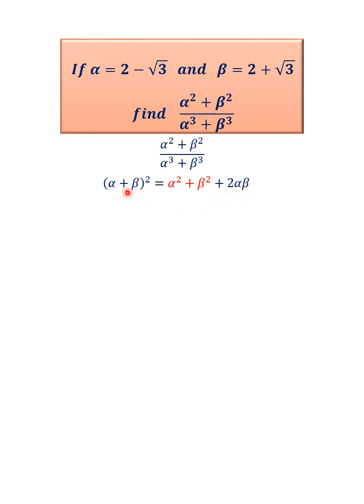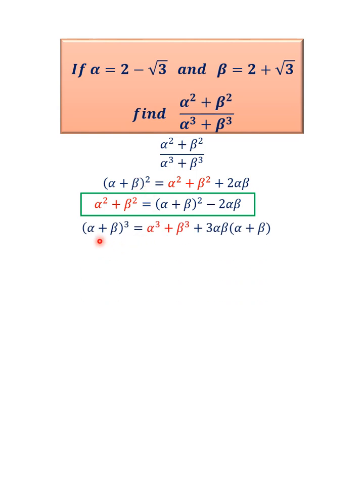If you take your time to expand this, you are going to get this. Now you can see alpha squared plus beta squared, what we are looking for here. If we make it subject of formula, it means this positive will cross over to become negative. And alpha squared plus beta squared will be equal to alpha plus beta all squared minus 2 alpha beta when this crosses over. So this is the identity we are going to use for the numerator. Now let's look for the identity for the denominator.